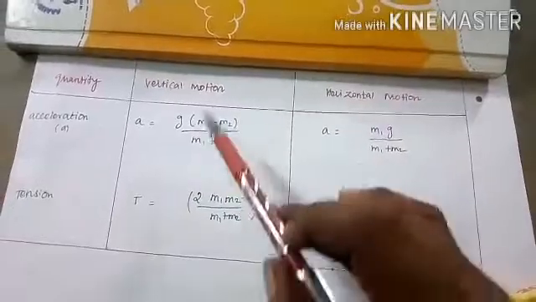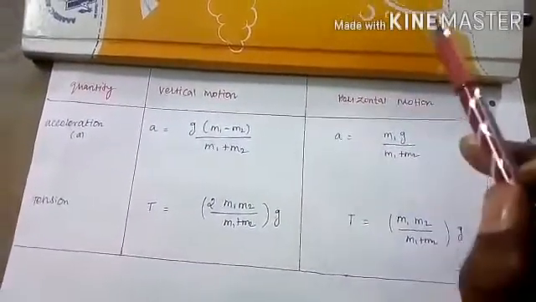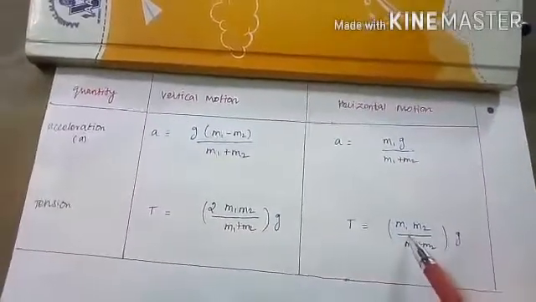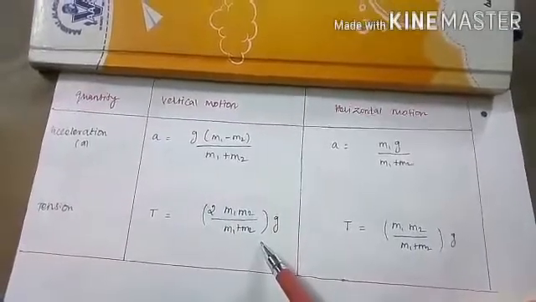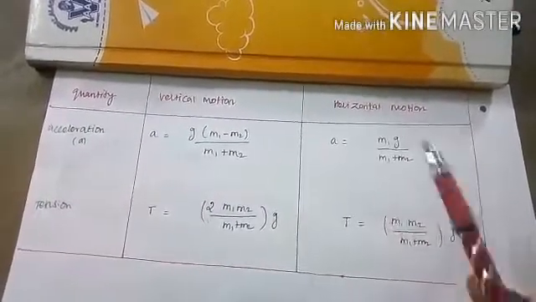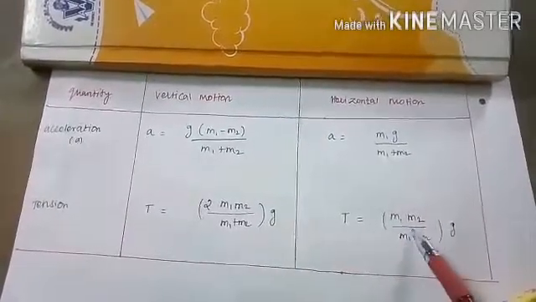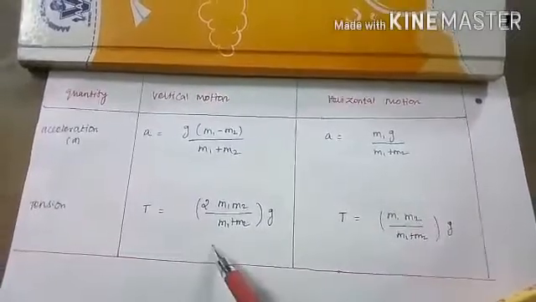Next we compare the vertical motion and horizontal motion. In both cases it is clear that the tension in the string for horizontal motion is half of the tension for vertical motion for the same set of masses and string. So if the vertical motion is 2, the horizontal motion is 1. It is half of the tension for vertical motion.